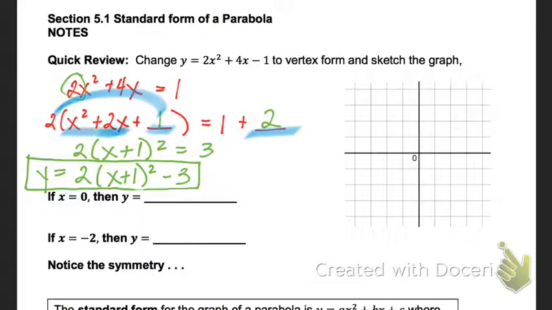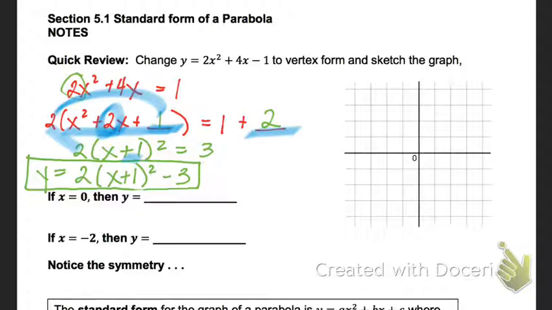Then you factor this whole thing, which is just taking half of the middle term and putting it here. Remember to keep the 2 in front. Then move the 3 back over. And your final answer is y equals 2, parenthesis x plus 1 squared minus 3.